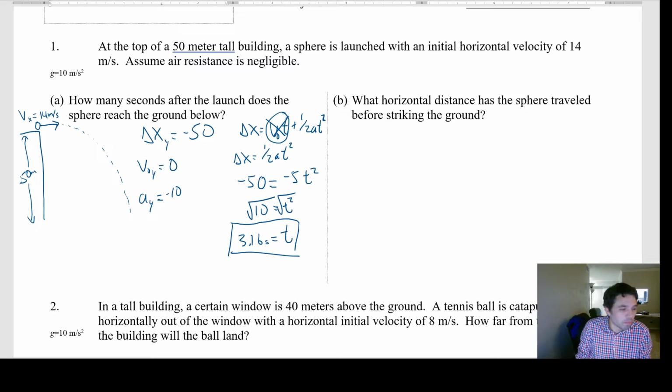All right. So we'll do B real quick. What horizontal distance has the sphere traveled before striking the ground? Well, now that we know how long it's in the air for, it's pretty easy. So again, horizontal distance, right? We don't care about the vertical stuff now. So now we can use the equation delta x equals vt for the horizontal stuff, right?